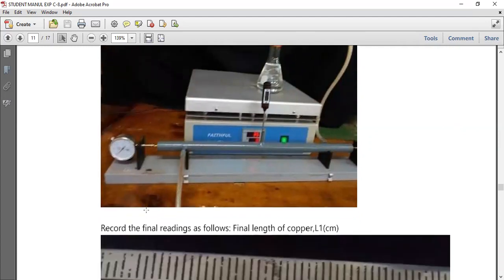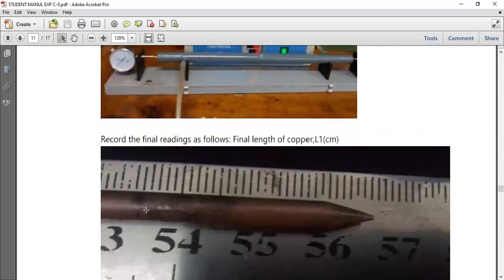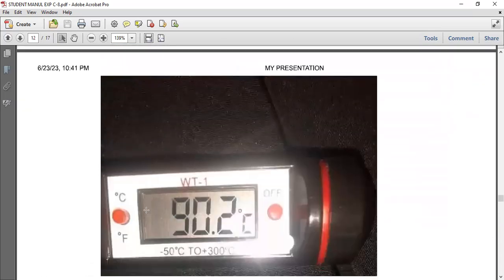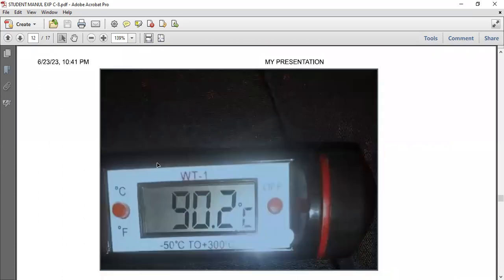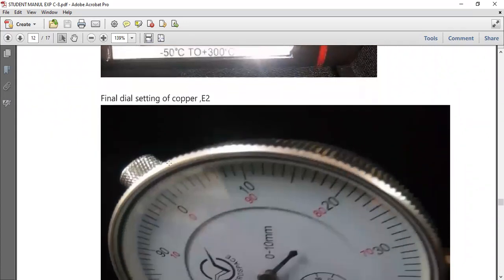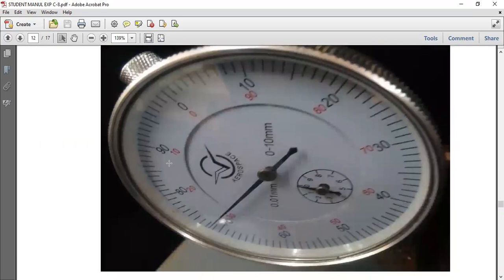Then after that, we are also required to take the final readings as follows. The final length of the copper, L1, after it has heated; you require to get the final length and record the data. We also have the final temperature of copper as indicated here. We also have the final dial setting of E2 for copper as indicated here. So we make the record of all those.